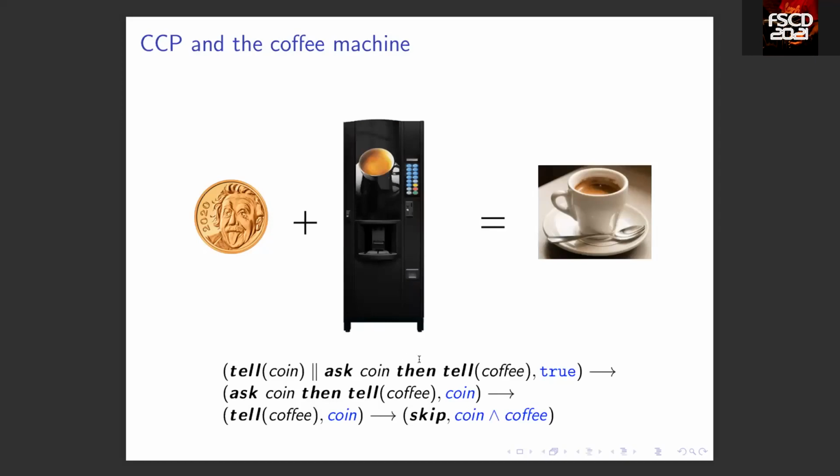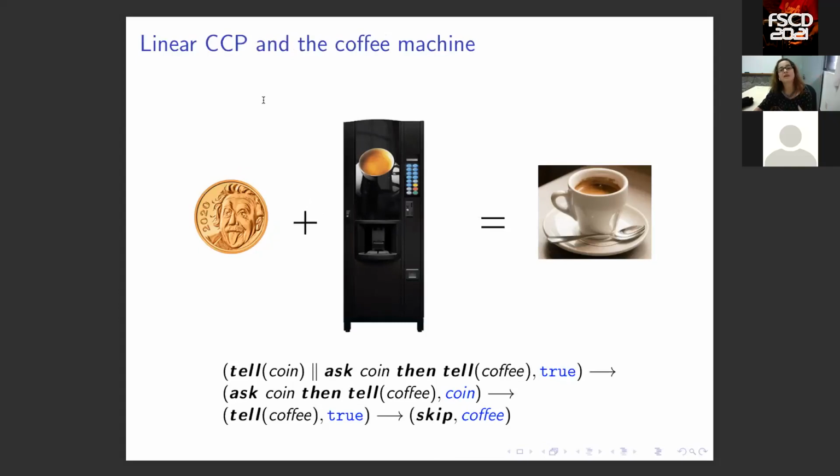You have the act that the machine does, that would be to ask for a coin and then tell coffee. And then of course you can have a coffee, but in this CCP, as it was taught from the beginning, you're also going to have your coin back. If you want a better coffee machine, or at least for the vendor, then you need to have a linear kind of CCP, where your ask is going to consume the information that you have in the store. So in this way, you're going to have the same behavior that we had in linear logic, for example, okay?